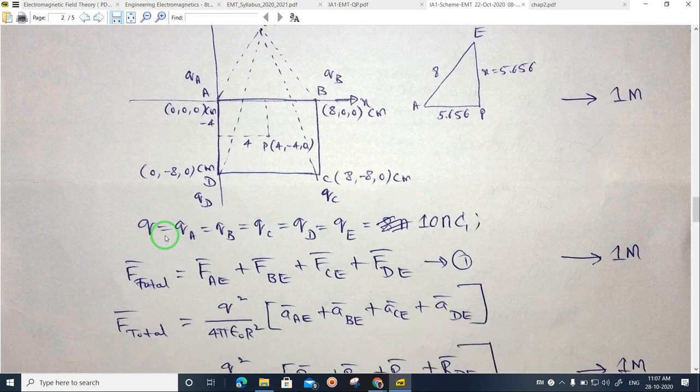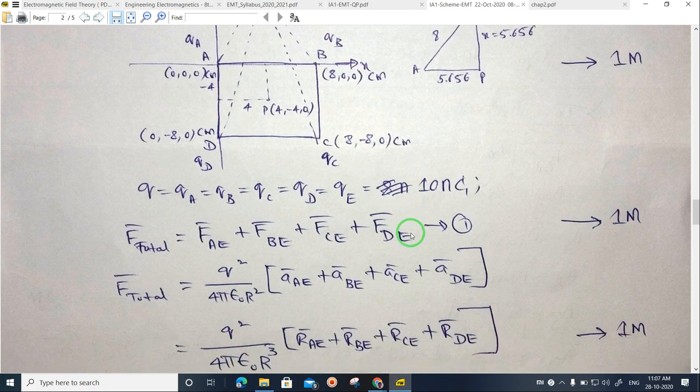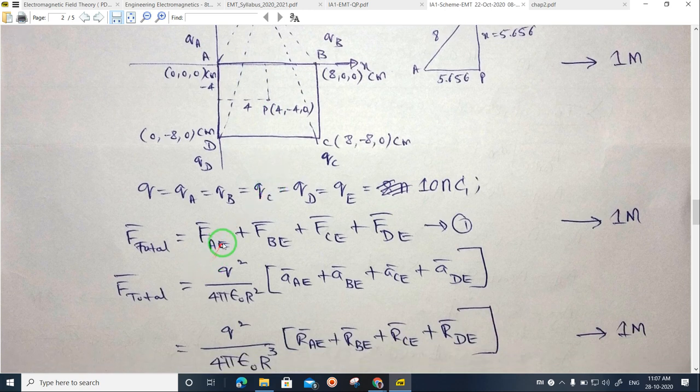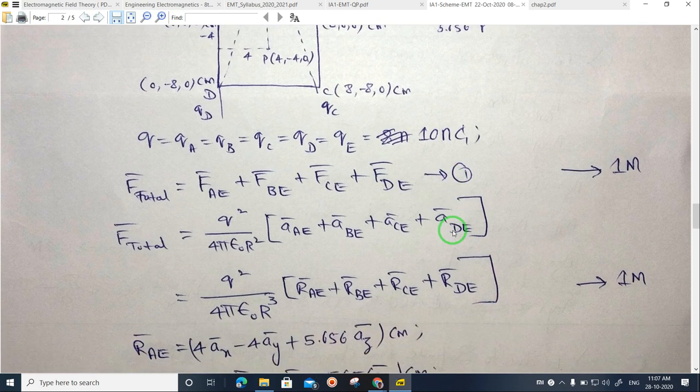Then all the charges are equal: Q equal to QA, QB, QC, QD, QE. You have to show this. 10 nanocoulombs. Then the total force acting on the fifth charge at point E due to the other four charges. So add them: FAE plus FBE plus FCE plus FDE, or F1 plus F2 plus F3 plus F4. You have to write the formula. Without the formula, how you will do, I don't know. Right? You have to show this.